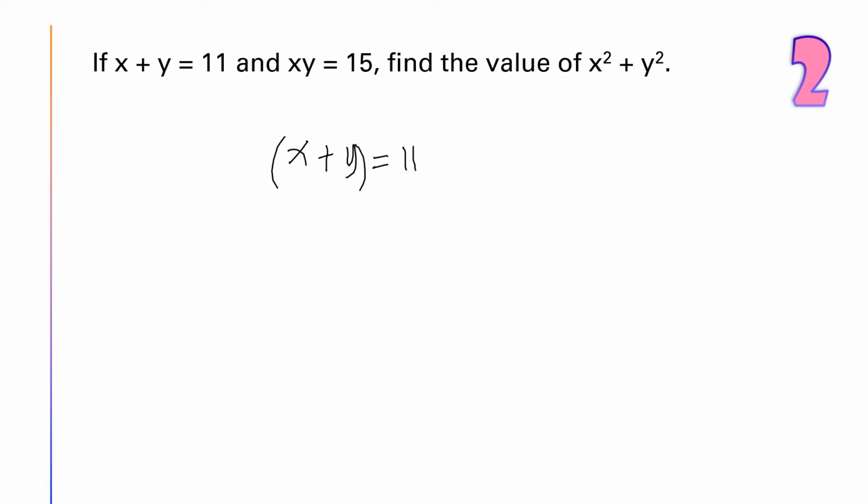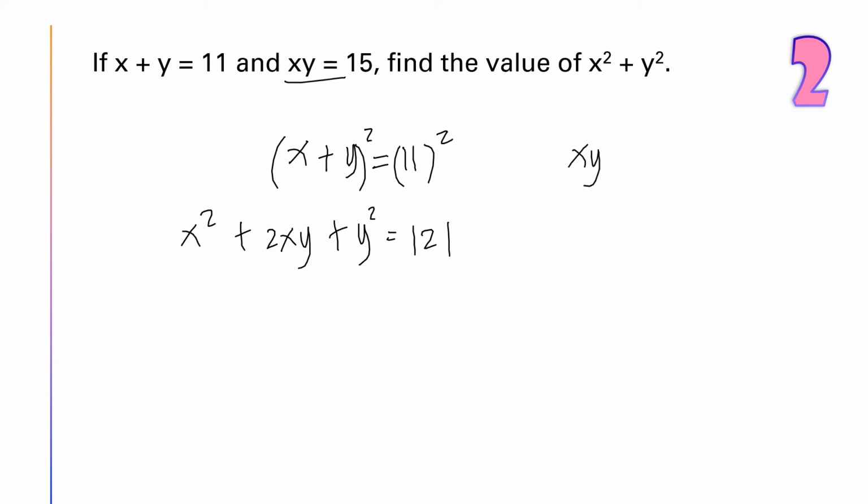Question number 2. Let us begin by squaring both sides in the equation x plus y equals 11. If we square both sides, we will have x squared plus 2xy plus y squared is equal to 121. We know that xy is equal to 15. If we multiply both sides of this equation, we will have 2xy is equal to 30.